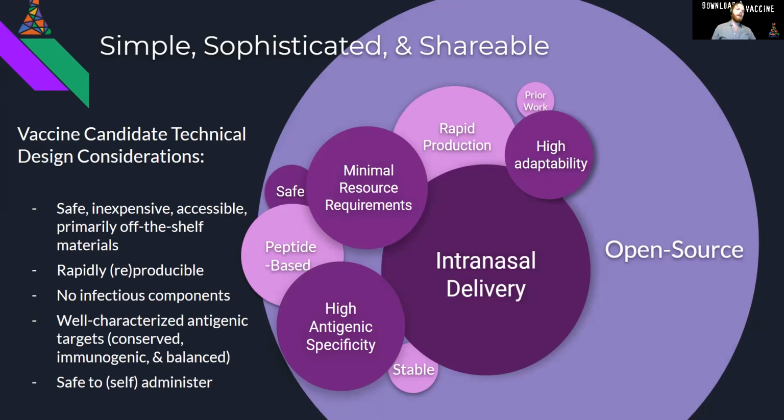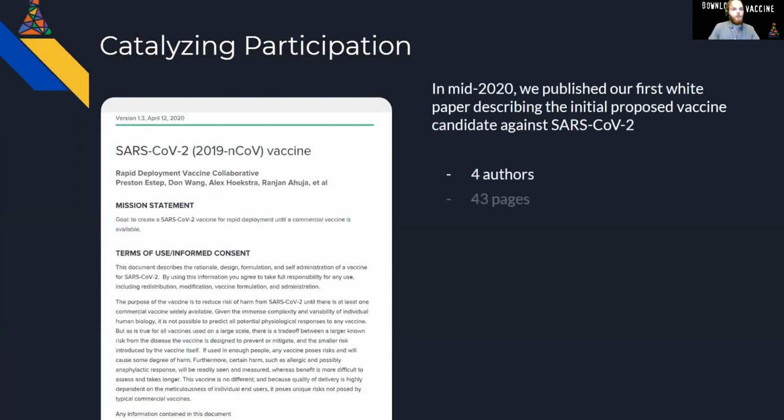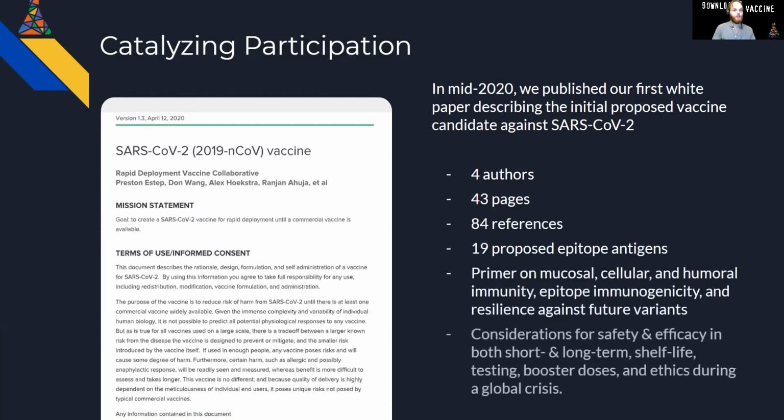So in order to catalyze that participation, in mid-2020, we published our first white paper describing the initial proposed vaccine candidates against SARS-CoV-2. We had 4 authors. The original white paper was 43 pages. We had 84 references, 19 epitopes from SARS-CoV-2 that were identified in the research or predicted in other research to be of high value in terms of eliciting an immunogenic response from the host.